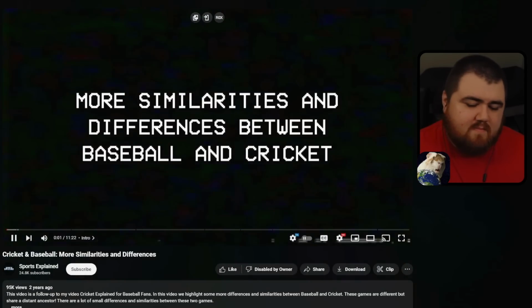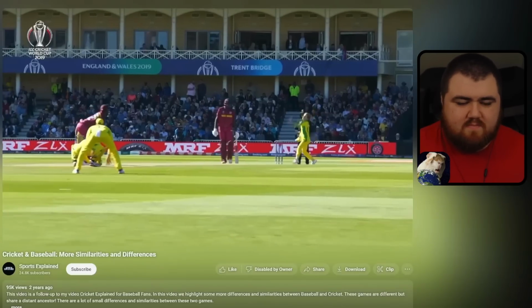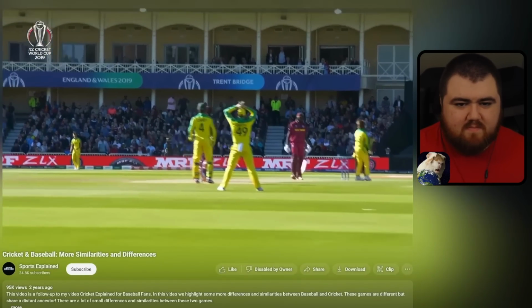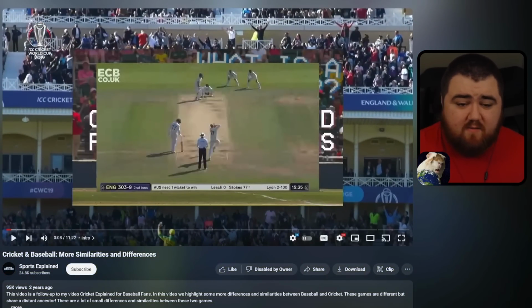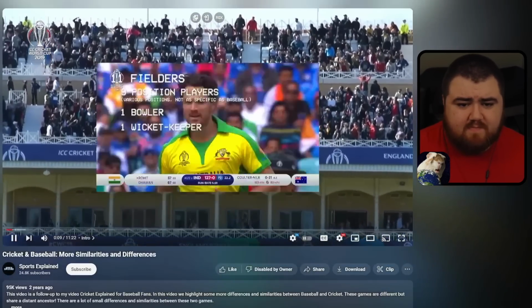More similarities and differences between baseball and cricket. Hey, this video is a follow-up to my video, Cricket Explained for Baseball Fans. This was a good video, by the way. You should go and watch it, or you can watch my reaction to it. Both, actually. Do both. If you haven't watched that one, you might want to do that first.